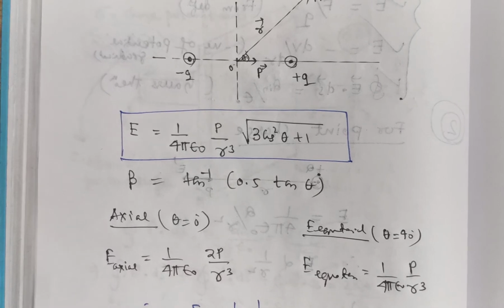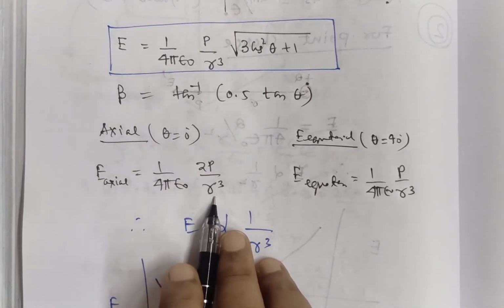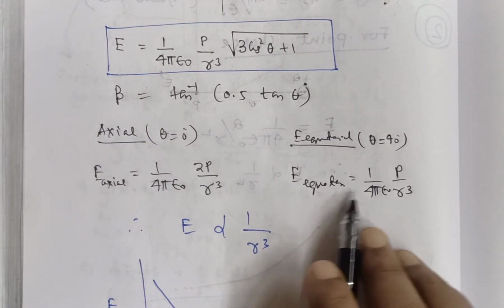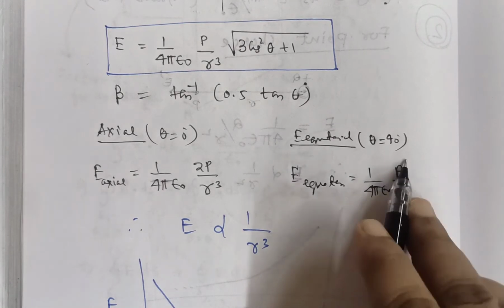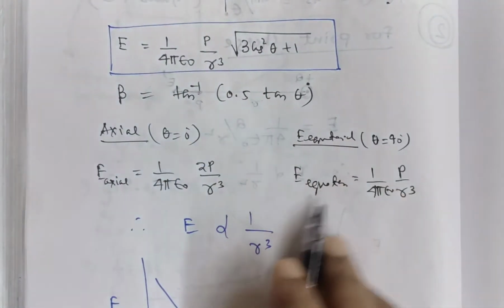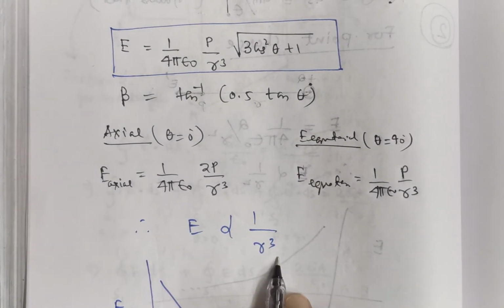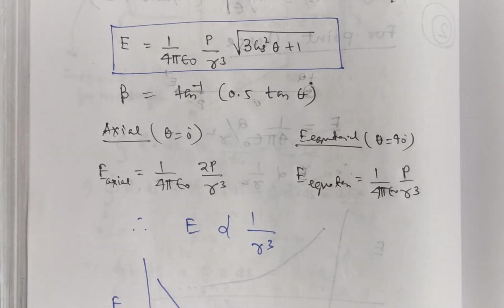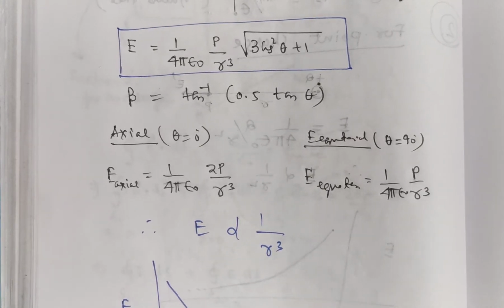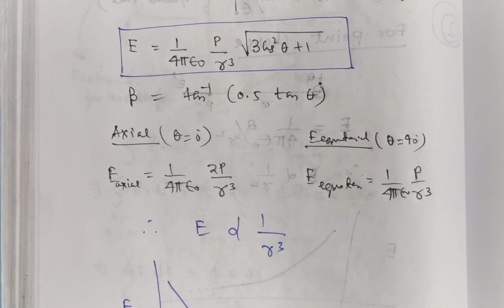For axial, the answer is 1 by 4 pi epsilon 0 2P by R cube. For equatorial position, the answer is 1 by 4 pi epsilon 0 P by R cube. For both of these formulas, E is proportional to 1 by R cube. You should always remember the dependence on R is different in each problem. For a point charge, that is 1 by R square. For an ideal electric dipole, that is 1 by R cube. Then the graph will be like this, hyperbolic in nature, E proportional to R to the power minus 3.